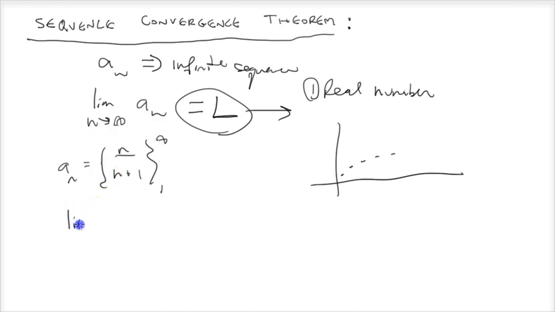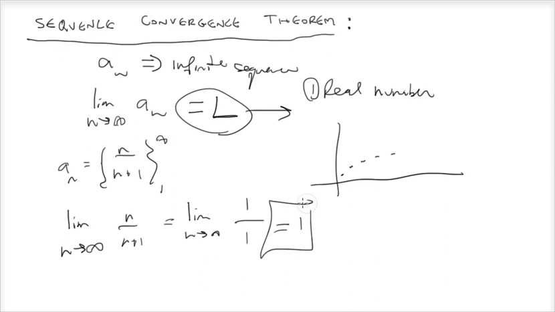So we'll take the limit as n approaches infinity of n over n plus 1, and we can apply L'Hopital's rule, because when we plug in infinity into the numerator and denominator, we get infinity over infinity. So that equals the limit as n approaches infinity of the derivative of the top, that's 1, over the derivative of the bottom, that's also 1, and so that limit is 1. 1 is a real number, so that means that this sequence converges at 1.